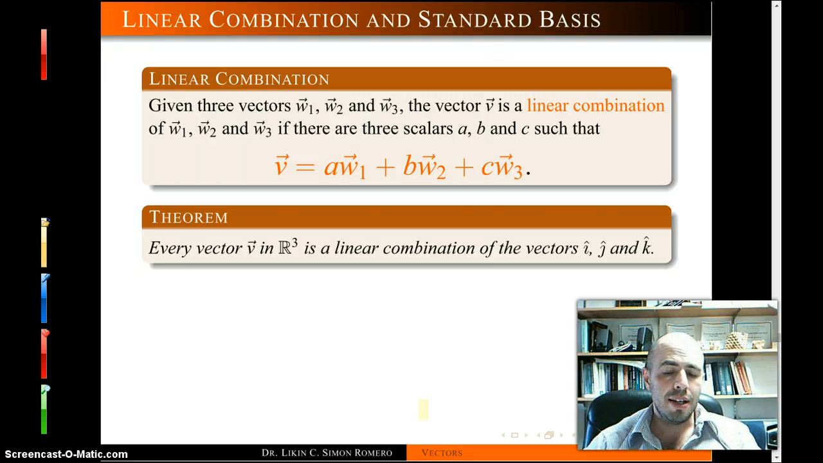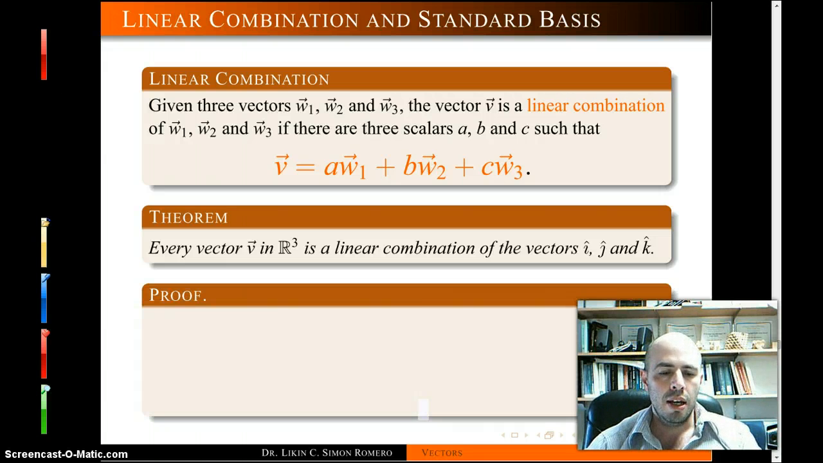One theorem that we have is that every vector b in R3 is a linear combination of the vectors i, j, and k. In other words, we can just scale i, j, and k to obtain the vector b after adding them together. And the proof is pretty easy.